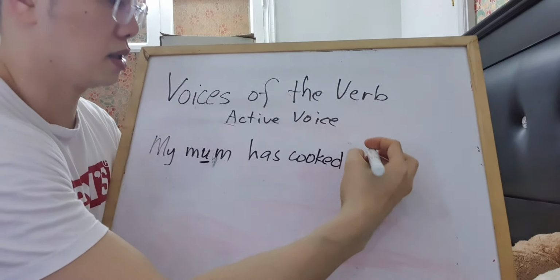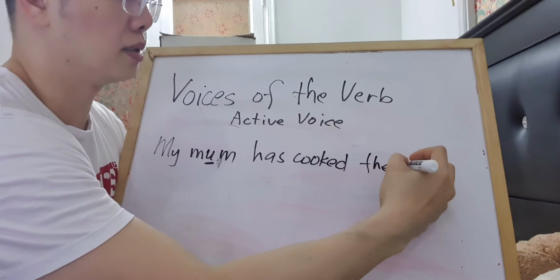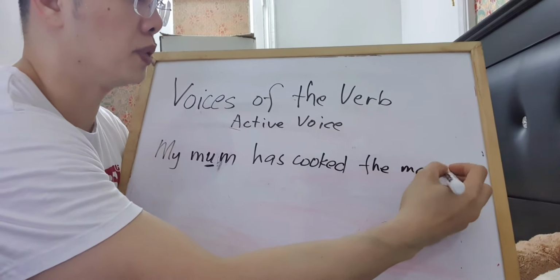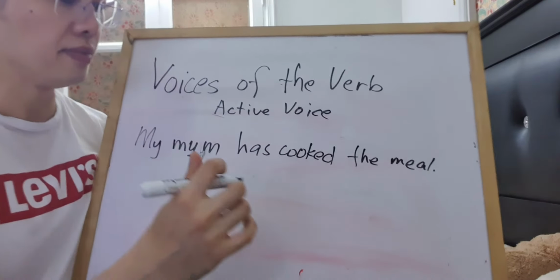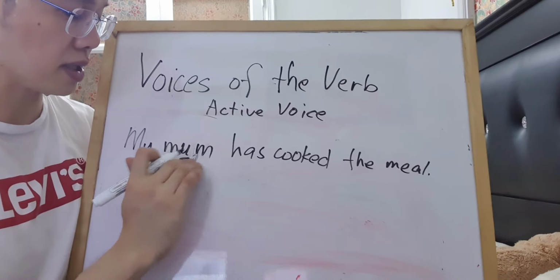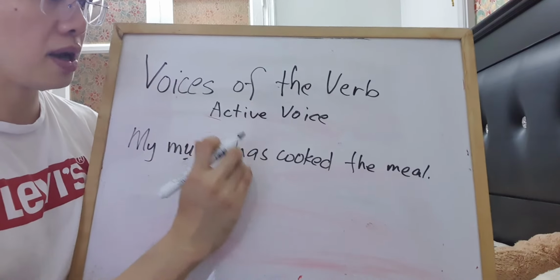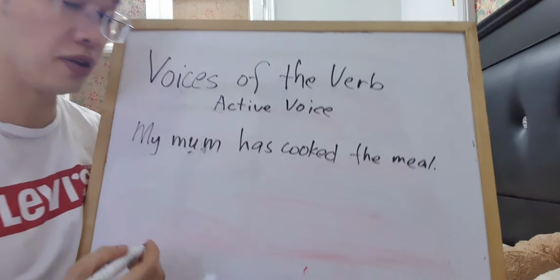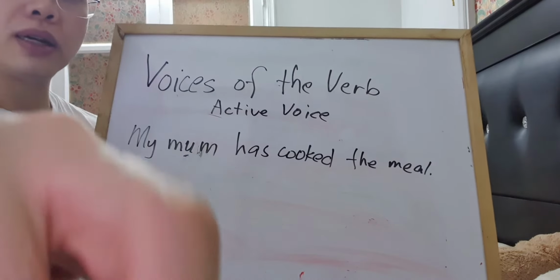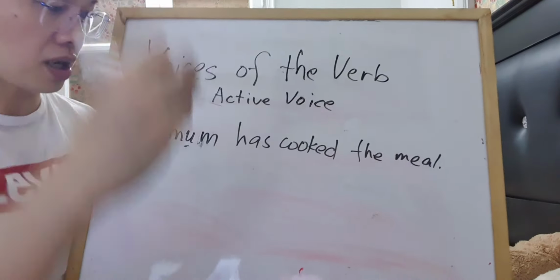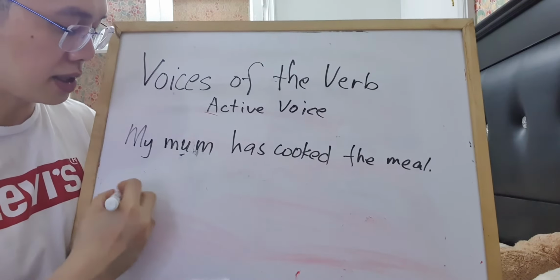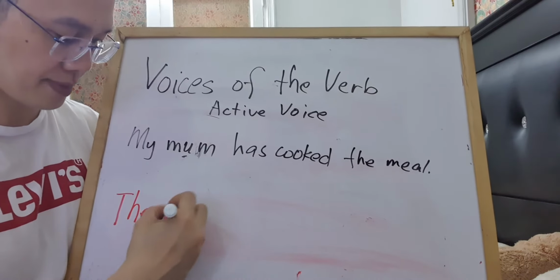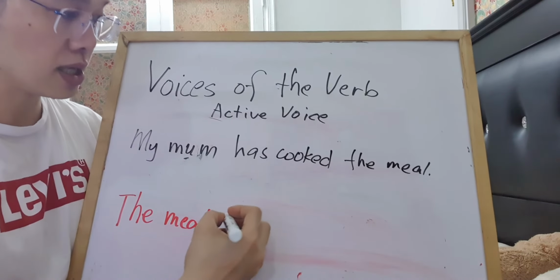Okay. The meal. Whatever meal we're referring to. Maybe dinner, maybe lunch, or maybe breakfast. All right. My mom has cooked. This is a regular verb. Cooked the meal. How do you change that to a passive voice construction? Then you will have the meal, starts with capital T. All right.